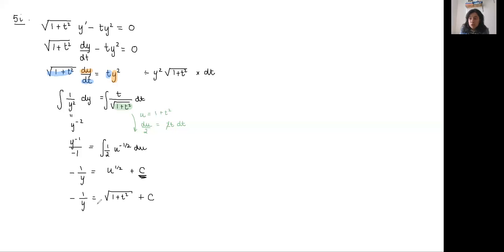And now, because what I'm trying to solve for is y, I'm trying to get at the end y is equal to something, then I'm going to multiply both sides by y and then divide both sides by this. So if I first multiply by y, I'm going to have that -1 is equal to y times the square root of 1 plus t squared plus c, which means that to find y, I'm just going to divide both sides by the square root of 1 plus t squared plus c, and y is going to be equal to -1 divided by, maybe I'm going to put the c first, c plus the square root of 1 plus t squared. This is my final answer.